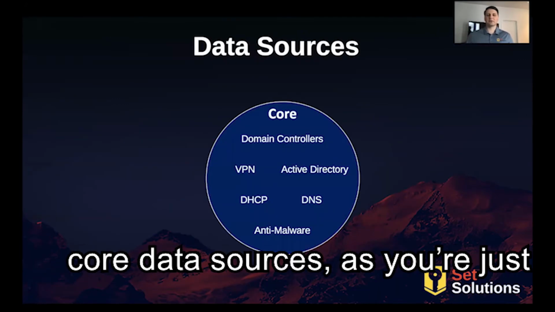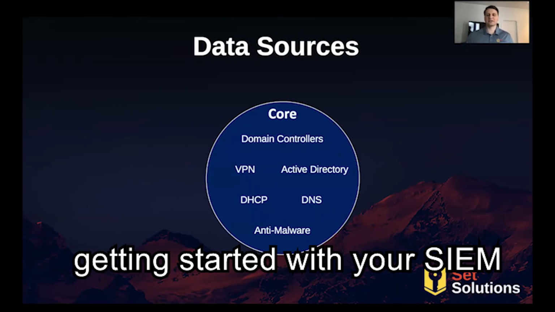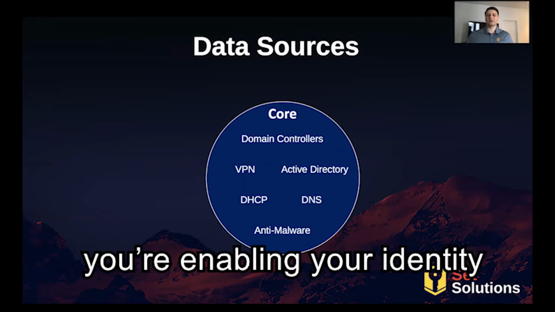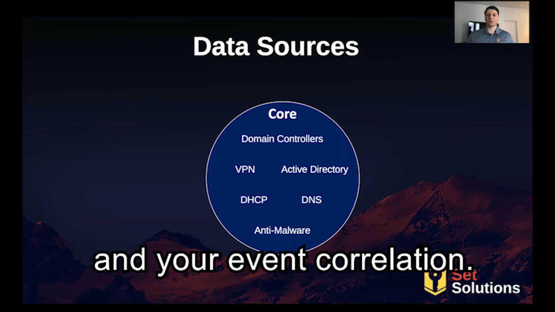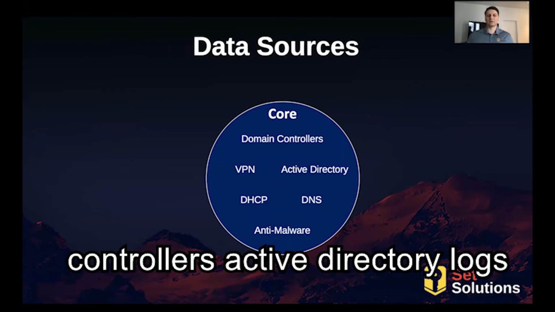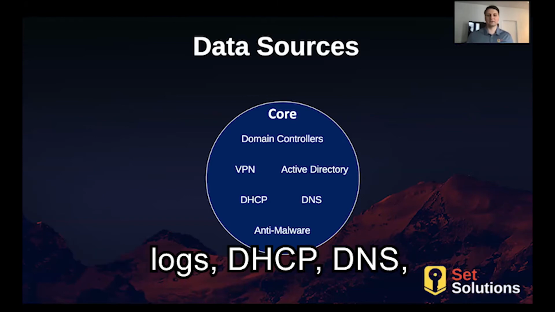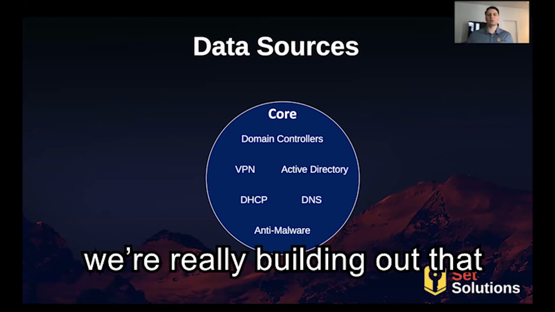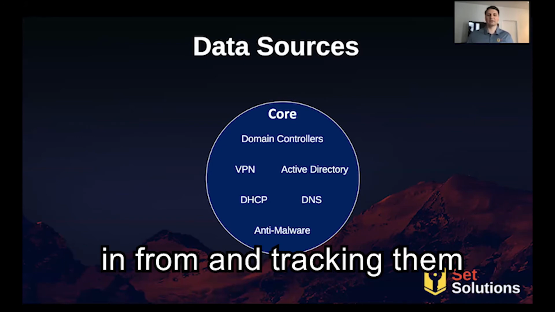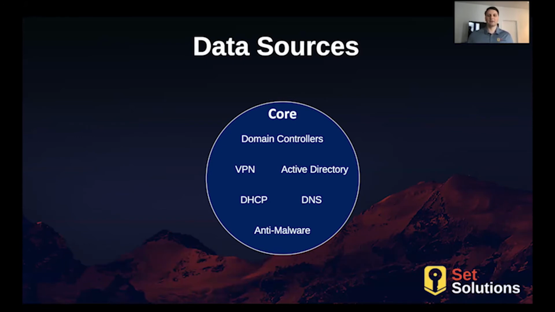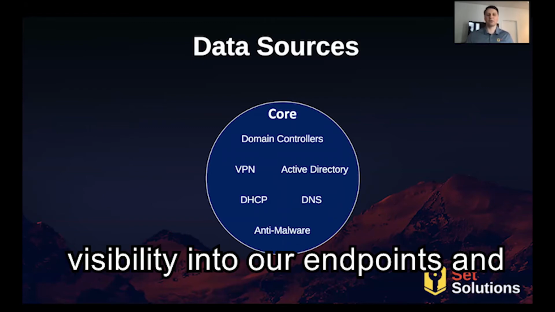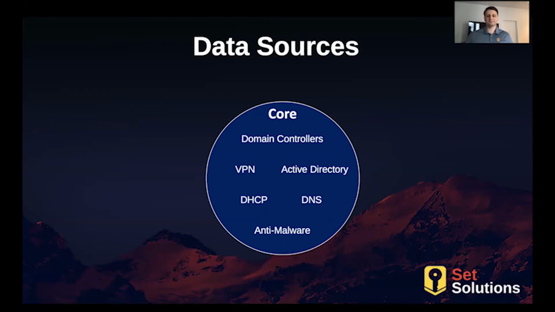So as we look at some of the core data sources as you're just getting started with your SIM, we really want to make sure you're enabling your identity and your event correlation. So as we look at your domain controller's Active Directory logs and combining that with VPN logs, DHCP, DNS, we're really building out that picture of where did users come in from and tracking them throughout your environment. Anti-malware is also very important so that we have visibility into our endpoints and what's happening on our endpoints.